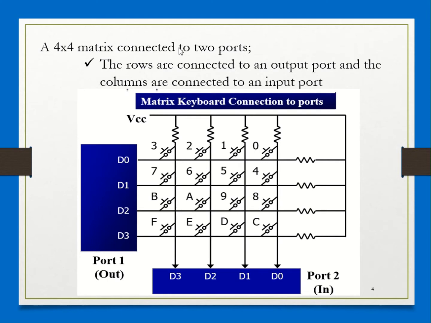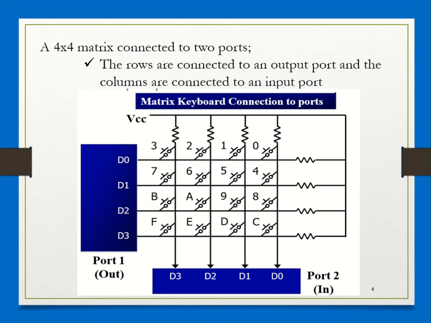So as I said in the previous slide, the matrix would look like this. Okay. The rows and columns will be in a form of matrix like this. So whenever a key is pressed, there will be contact between row and column. All right. So as I mentioned, we will be using two ports to connect rows and columns. Okay. The rows will be the output port. All right. And the column lines will be connected to the input port.